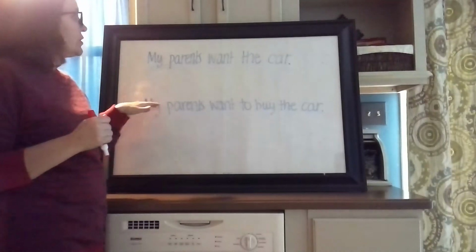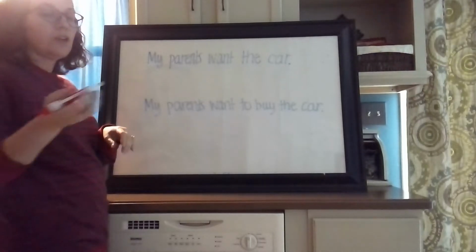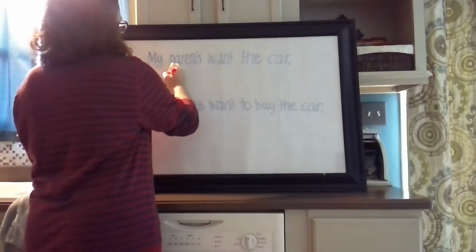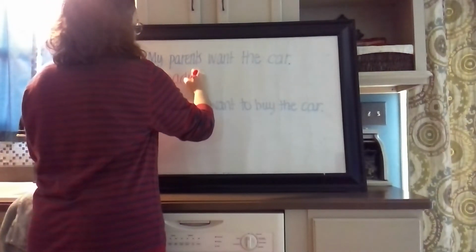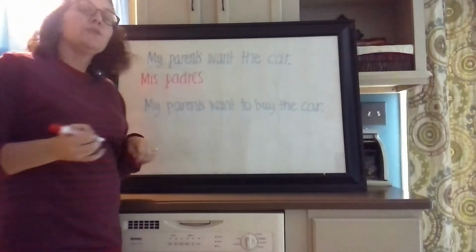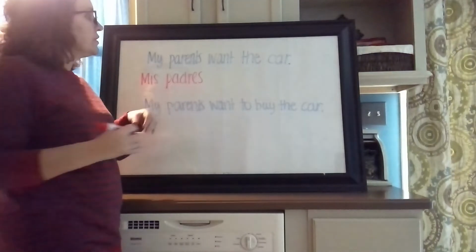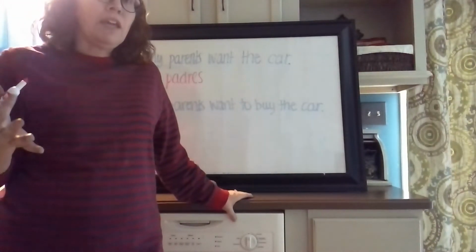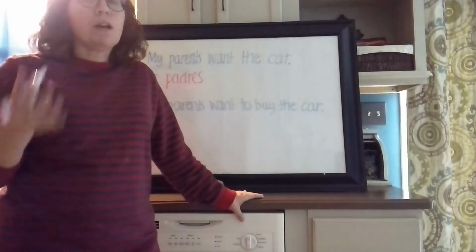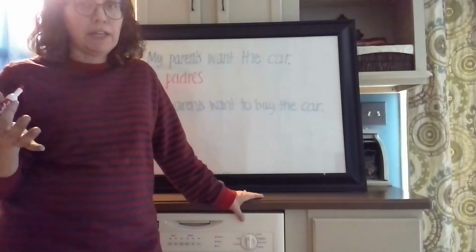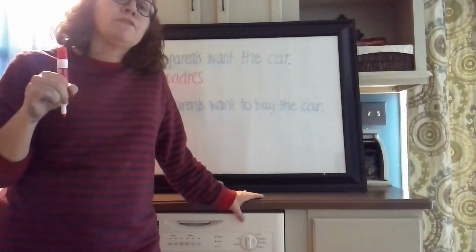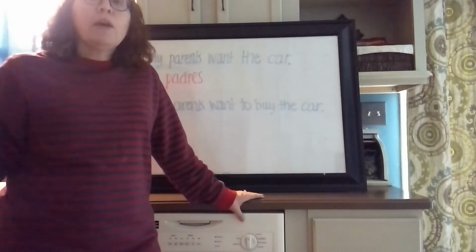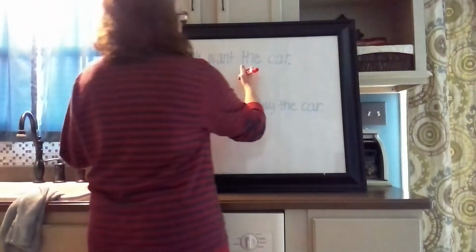Okay, so let's do the first one together. My parents want the car. My parents is mis padres. And to want is querer, so the parents' form of querer is quieren. Now, I have to think ahead of the game and go, all right, if I'm conjugating querer into quieren, that means that I'm going to have to put my pronoun where? Before the conjugated. So I'm going to go ahead and leave myself space.